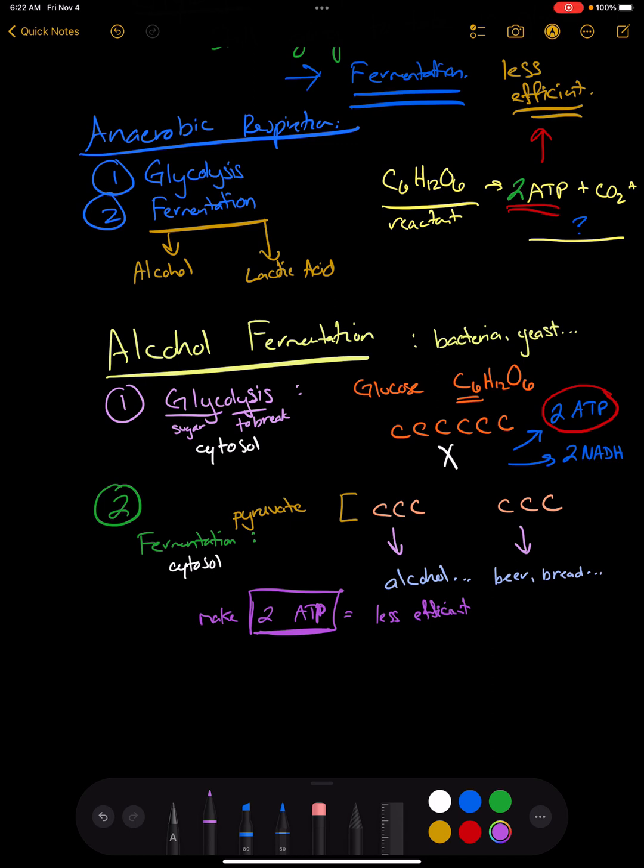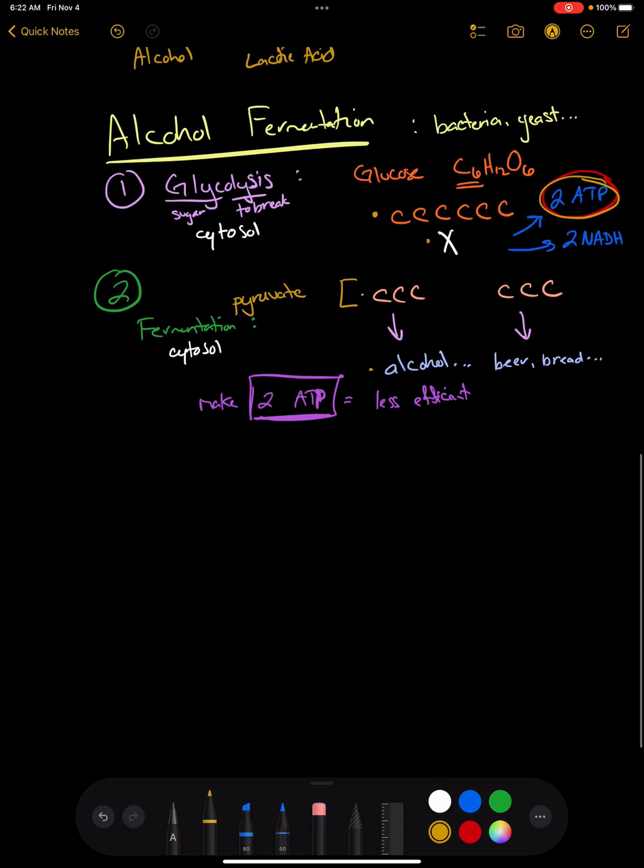So very, very inefficient process. But that's really all alcohol fermentation is. I take my sugar, I break it apart, I get those 2 ATP. Then I take these, turn them into alcohol, and then I'll just have to do the whole process over again. That's why it's very inefficient, because I have to have a lot of sugar and I don't get a lot of bang for my buck.